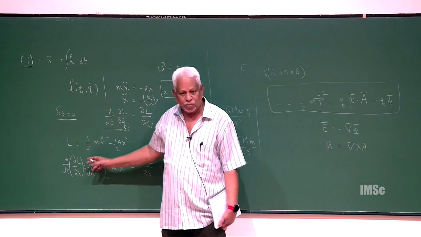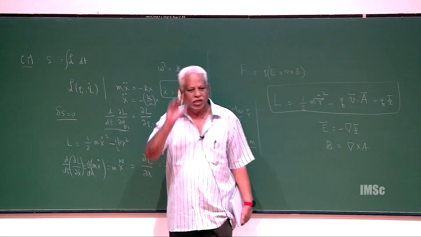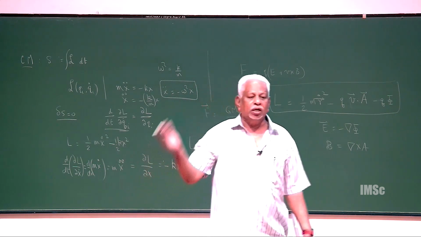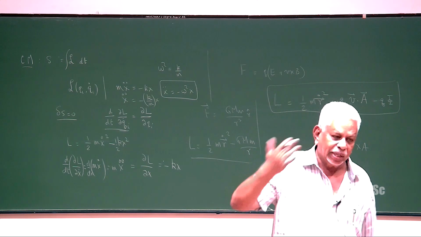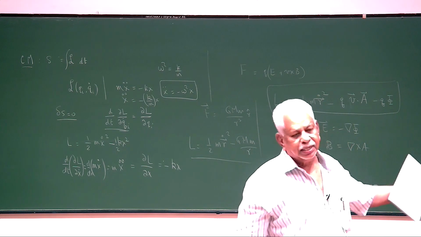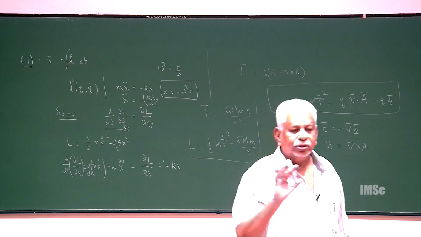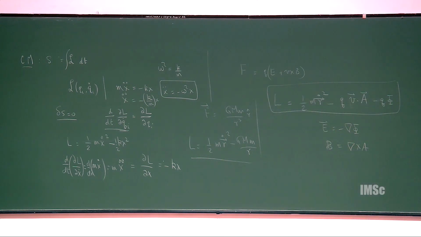if I do the same analysis, differentiating dL by dx dot, d by dt of dL by dx dot, and dL by dx, I will get that equation. Okay, you should try to do that calculation. It's only about 1 page. If you do it for x, it's enough, because what will happen to x will happen to y, and what will happen to y will happen to z. So it's enough if you do one equation.